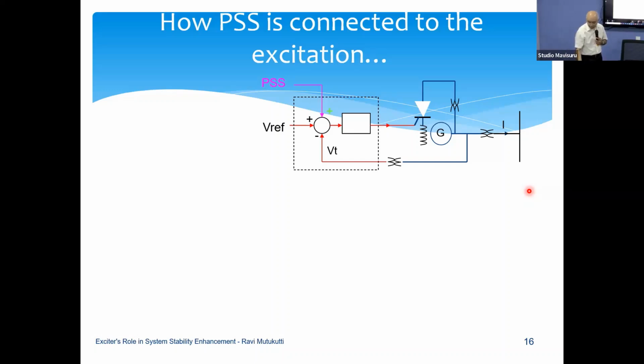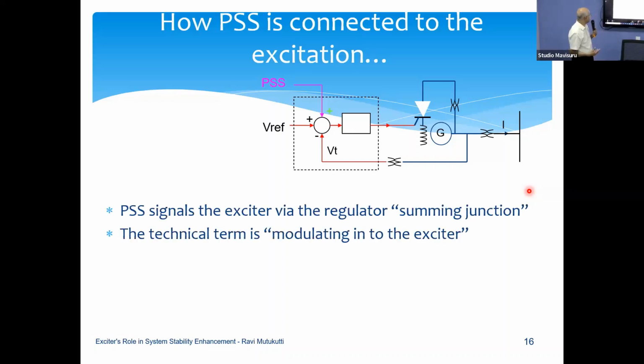So like I said, this summing junction is where you compare the reference voltage to the terminal voltage and do the AVR action. The summing junction takes the PSS, and on top of the reference voltage of 1 per unit or 1.2, whatever voltage you set, you will have an additional control superimposed onto the existing reference voltage, and it makes sure that the generator does not go unstable. So we call it modulating into the exciter.